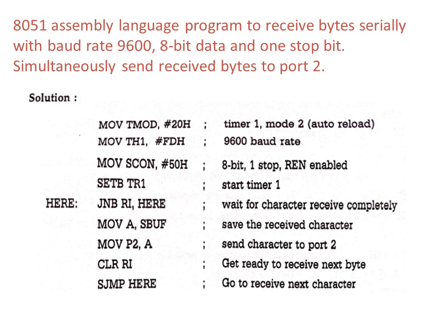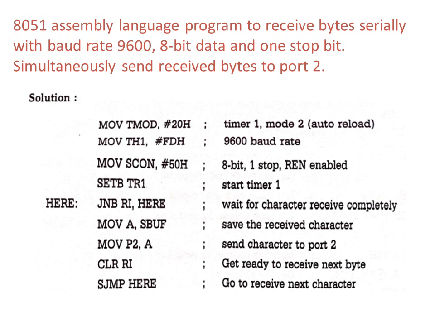The next instruction is JNB RI, HERE. Here is the label. So jump if no bit RI to here. That means if RI is not set, just loop there itself and wait for the character to be received completely. If RI is set, the meaning is the character has been received fully, then MOV A, SBUF. The content of the serial buffer is moved to the accumulator.